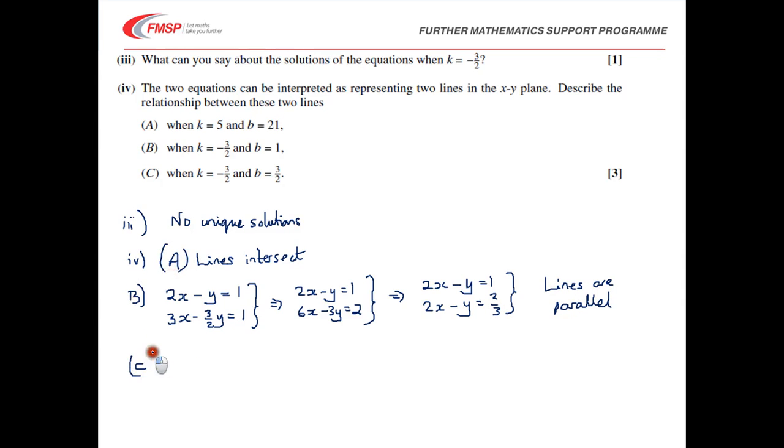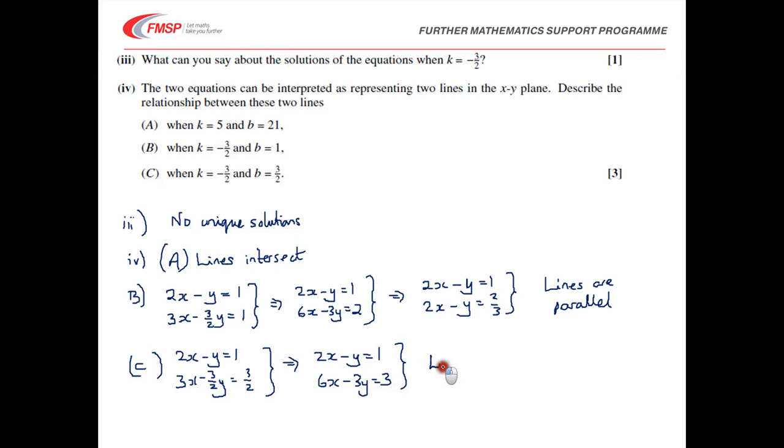For part C, we've got 2x minus y equals 1 and 3x minus 3 over 2 y equals 3 over 2. And that gives us 2x minus y equals 1. And multiplying the second equation by 2 again, 6x minus 3y equals 3. And you can see that those are in fact the same equation, and so we say that the lines are coincident. They coincide with each other.